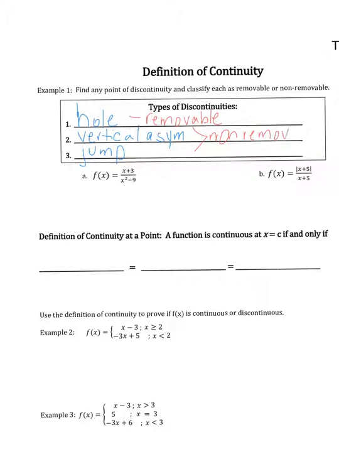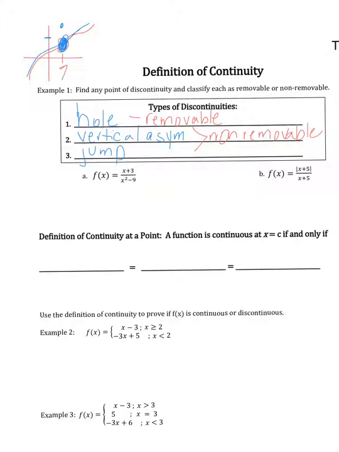And the reason for that, if you're wondering what that really means, is a removable discontinuity means if you could define a point, could you make it continuous? So if you could have a hole, and let's say this hole was at 7. If I could redefine the point at 7 to be equal to this particular y value, I would then make a continuous function. So that is called a removable discontinuity.